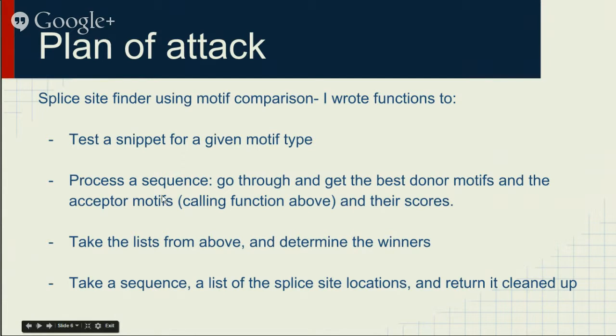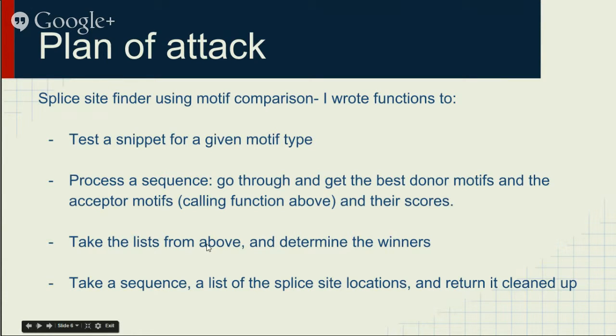Second function is basically just to do that. Go through the sequence, you know, character by character, take little bits and pass it here to see whether it could be one of these. So I want to save a list of donor candidates, save a list of acceptor candidates, along with their scores and their positions in the sequence, so I can go back and do something with them later.